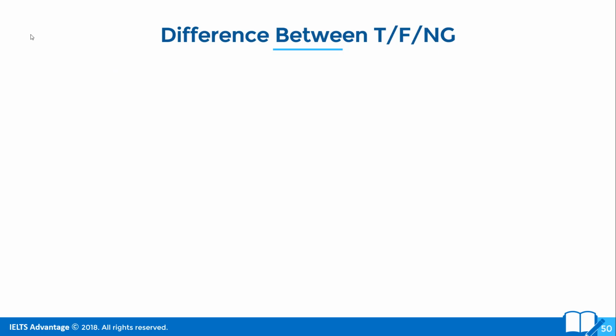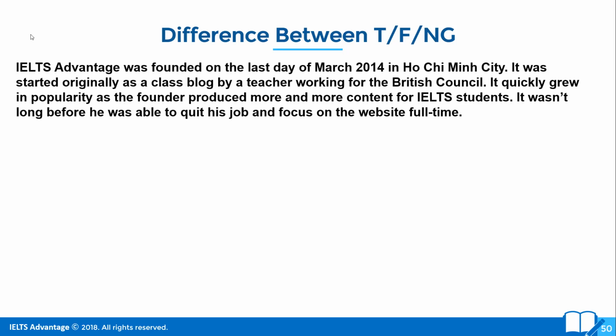Let's look at an example of the difference between true, false, and not given. IELTS Advantage was founded on the last day of March 2014 in Ho Chi Minh City. It was started originally as a class blog by a teacher working for the British Council. It quickly grew in popularity as the founder produced more and more content for IELTS students. It wasn't long before he was able to quit his job and focus on the website full time.